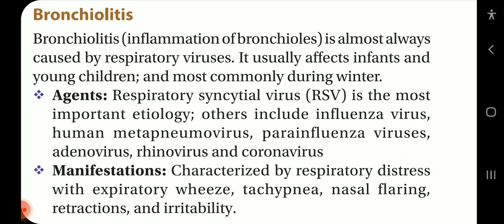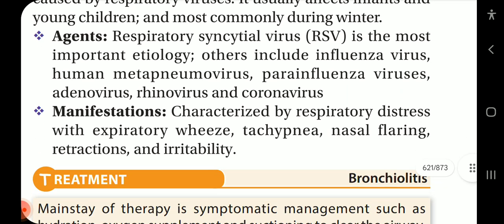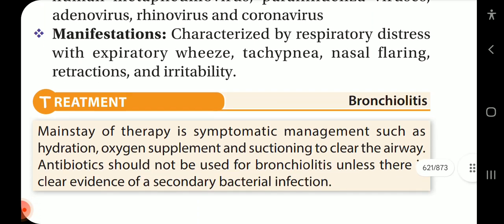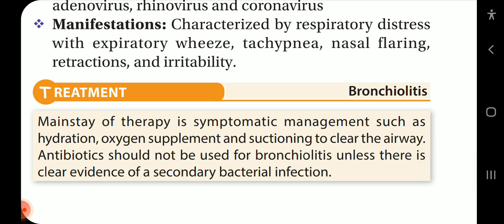Bronchiolitis. Bronchiolitis, inflammation of the bronchioles, is almost always caused by respiratory viruses. It usually affects infants and younger children and most commonly during winter. Agent: respiratory syncytial virus, RSV, is the most important etiology. Others include influenza virus, human metapneumovirus, parainfluenza virus, adenovirus, rhinovirus, and coronavirus. Manifestation is characterized by respiratory distress with expiratory wheeze, tachypnea, nasal flaring, retraction, and irritability.